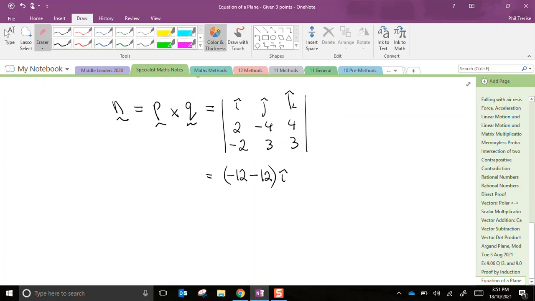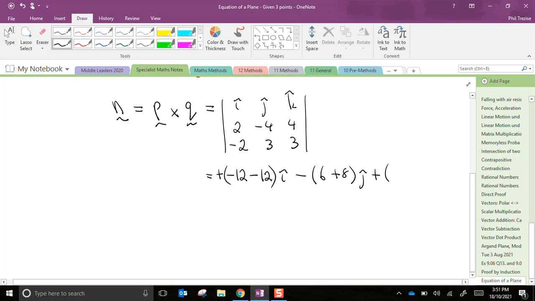Now I want to be looking at vector j. Always subtract the second one. Imagining the central column is gone, it's 2 by 3, that's 6. Subtract 2 by 4, that's negative 8, so subtracting is plus, and that's times vector j. Then we add, so it's always plus, then minus, then plus. And now for vector k, we don't worry about that third column. 2 3s are 6, minus, that's 8, times k.